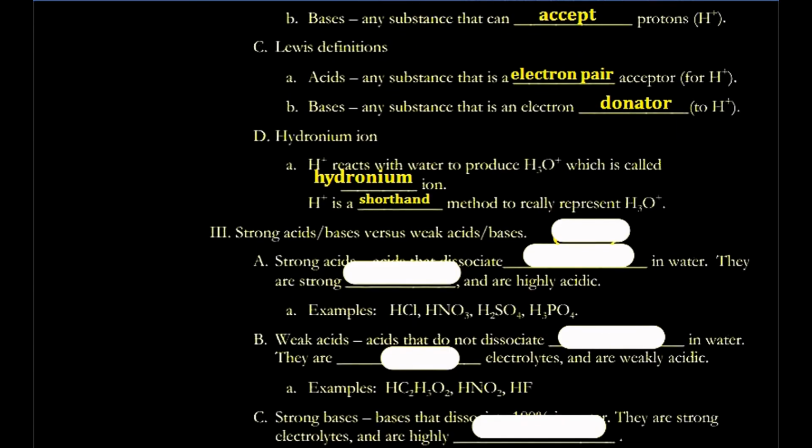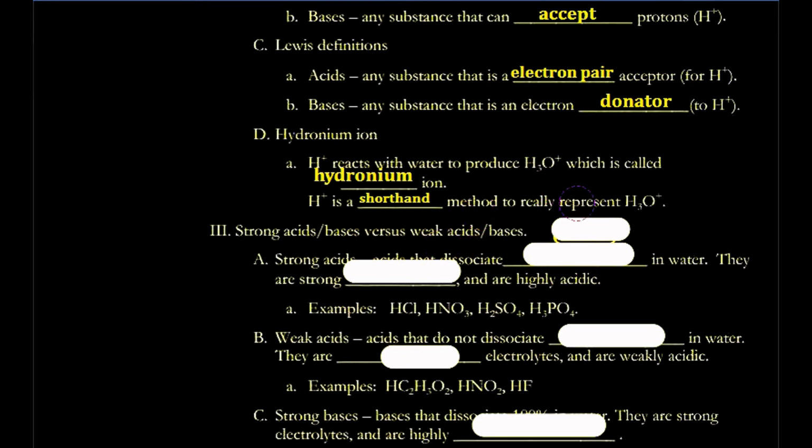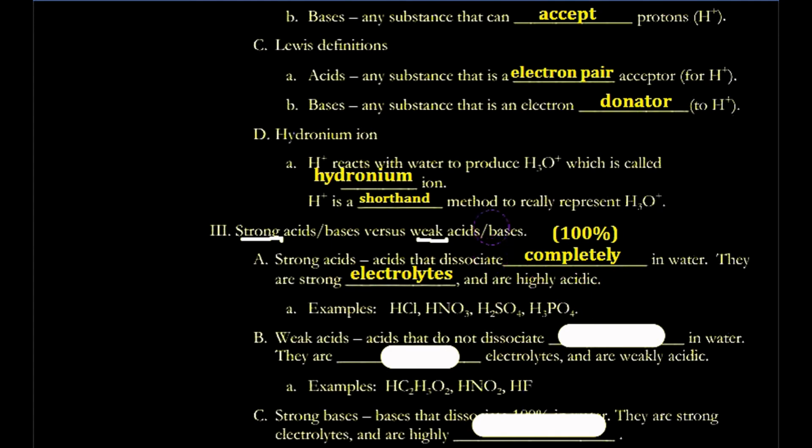Now, this brings us to the different kinds of strong acids and bases. Pay close attention to our difference here. We're talking about strong acids and bases versus weak acids and bases. This is different from concentrated and dilute. Strong acids and bases will completely dissociate, 100%, in water. They are strong electrolytes. That means they conduct electricity very well, and they're highly acidic.